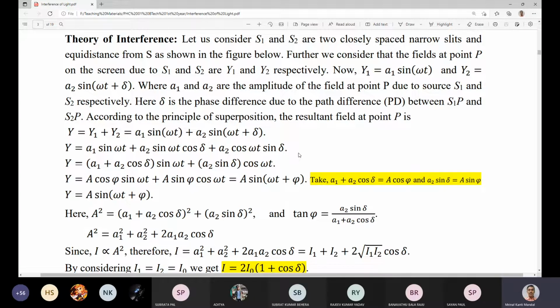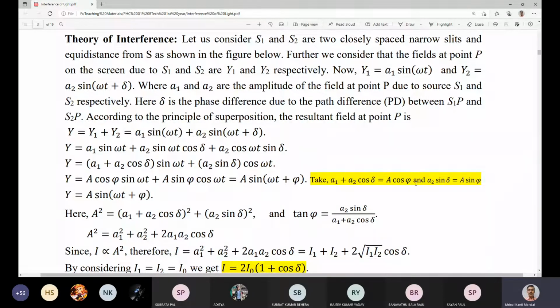Now, taking sin omega t common from these two terms, we get (A1 plus A2 cos delta) sin omega t, and here you consider A2 sin delta cos omega t. Now we take this quantity, A1 plus A2 cos delta, as A cos phi, and A2 sin delta as A sin phi. Under this consideration, you can write y equals A sin(omega t plus phi), where A can be determined from this.